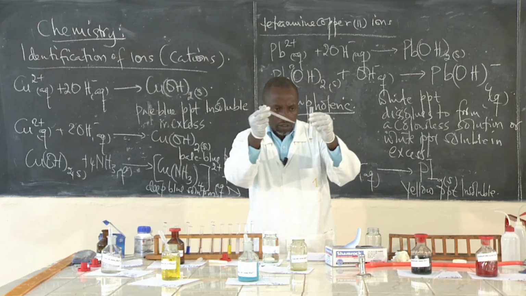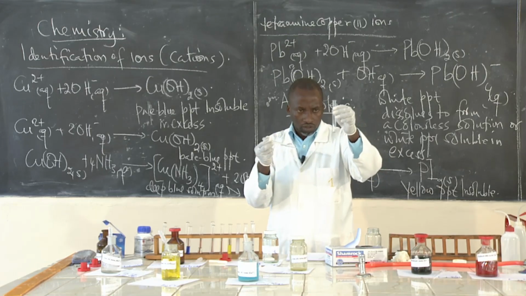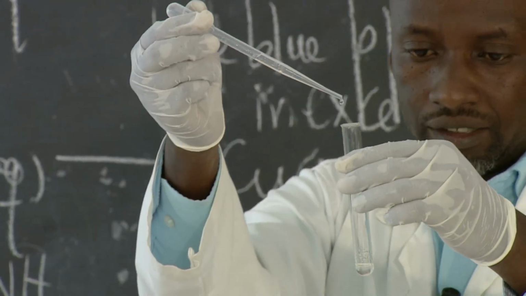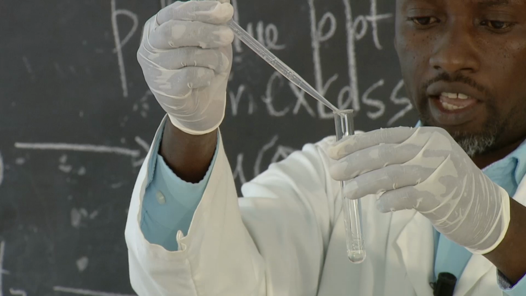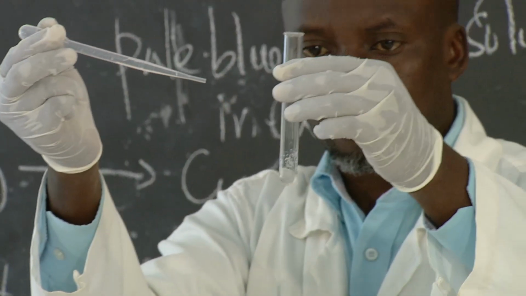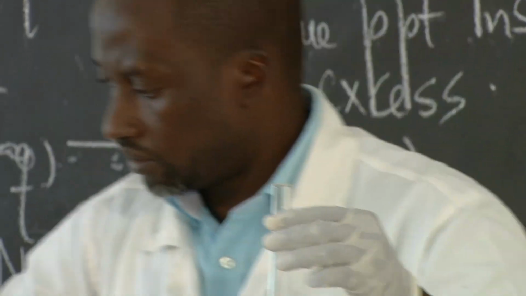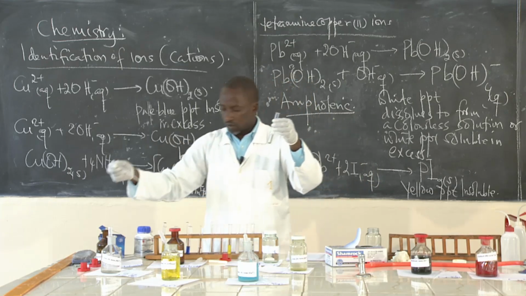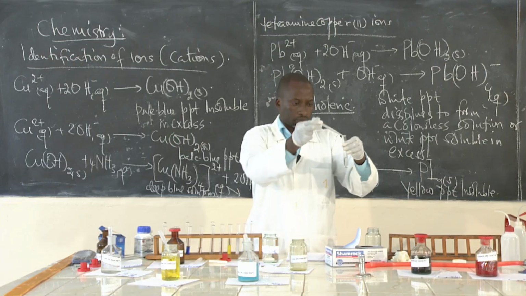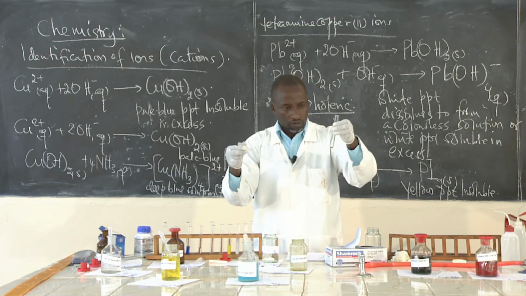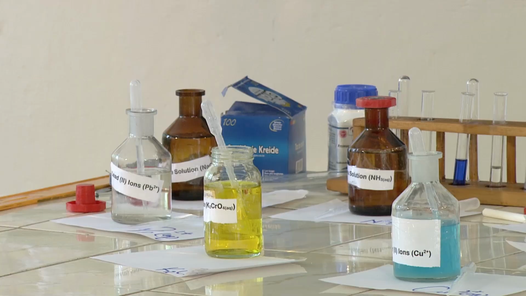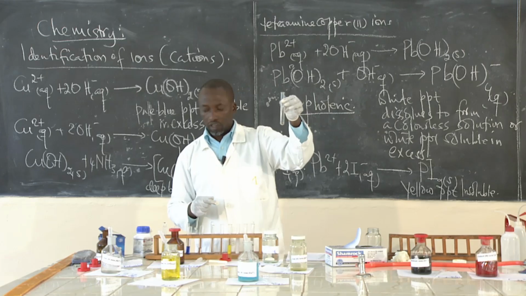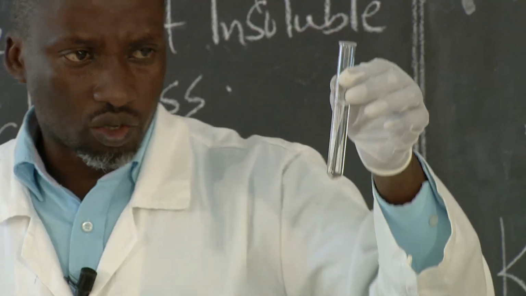Are you seeing something there? Just take a very close look. See what is happening. There is something, a gel, forming. That's the precipitate, it is coming. Add a few drops again. You can add excess, there is no problem there. See? The precipitate disappears. A colorless solution is formed.